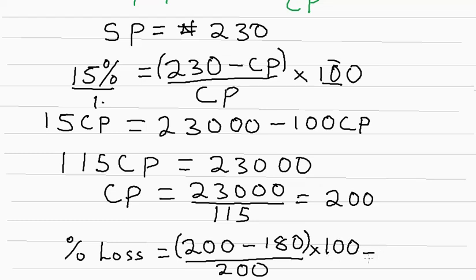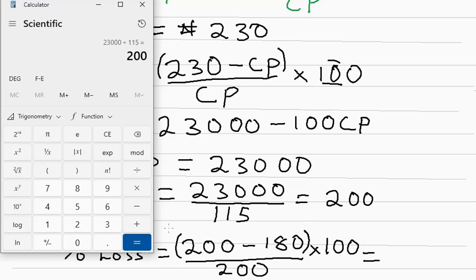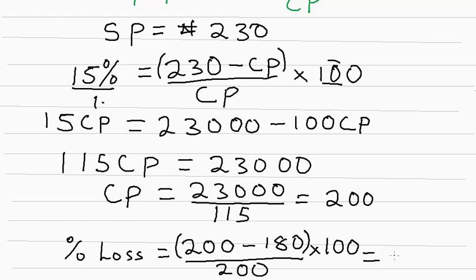So the calculator will get the answer that we're looking for at once. So 200 minus 180, of course, that's going to be 20, times 100. That's going to be 2,000, which divided by 200, you know exactly what you're going to be having. That should be 10%. So the percentage loss is 10%. As simple as that.